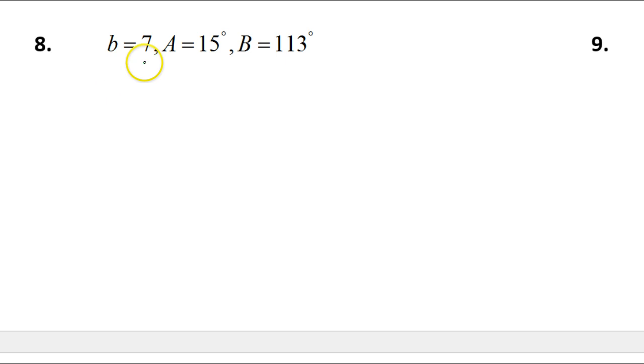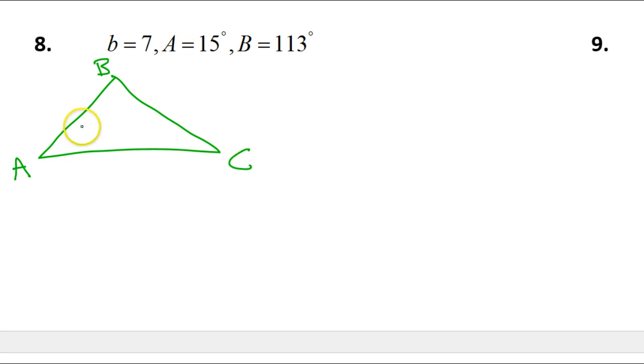Okay, number 8 is not two sides and the included angle, because I have two angles and I don't have two sides. So what am I going to do? Well, let's draw a sketch. So here's A, B, and C. A is 15 degrees. Angle B is 113. Side B is 7, so that's going to be right here. And that's all the information that we have.